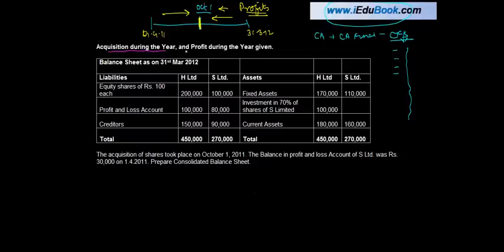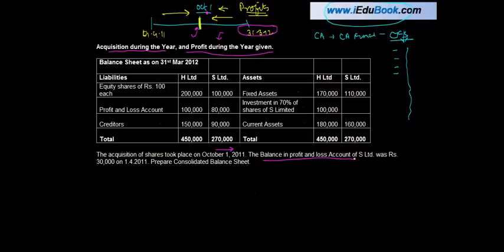Acquisition during the year and profits during the year given. So you are given the profits during the year, but you don't know what the profit is on the date of acquisition. Balance sheet as on 31st March 2012 of H and S is given. Assets: fixed assets, investments, current assets, total. Again, creditors, profit and loss account, equity shares. The acquisition of shares took place on October 1, 2011. Again, something similar to what I have pointed out here. Your balance sheet is of 31/3/2012. Your acquisition is on October 1, 2011.